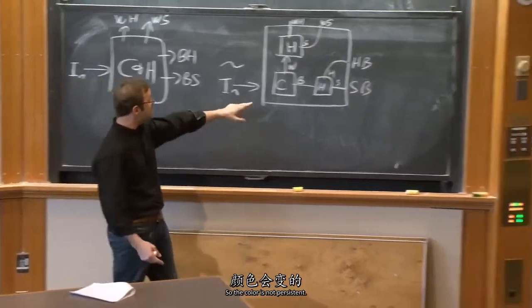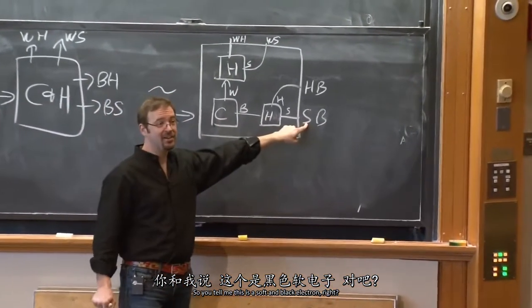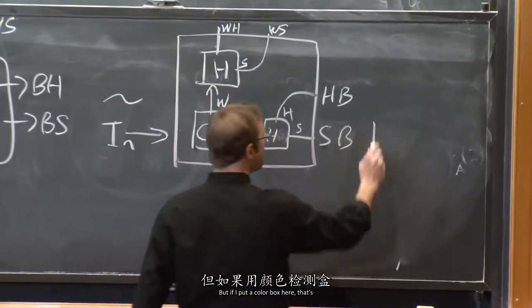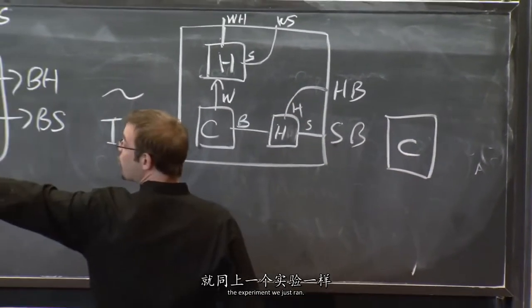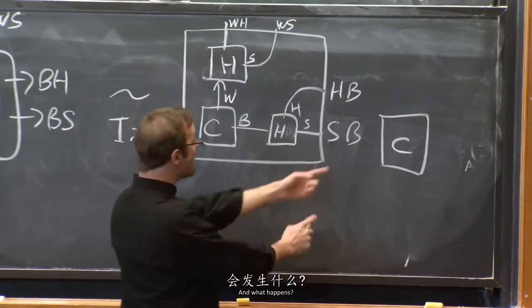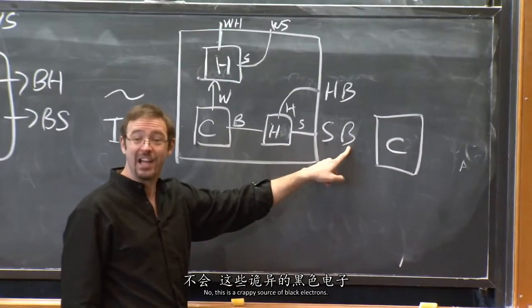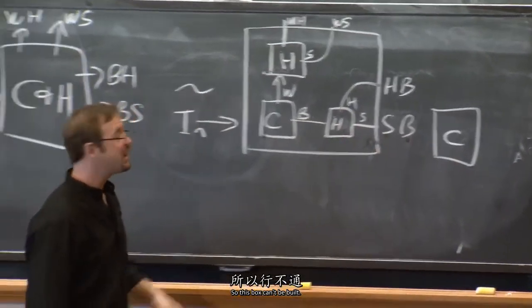Yeah, exactly. So the color is not persistent. So you tell me this is a soft and black electron, right? That's what you told me. Here's the box. But if I put a color box here, that's the experiment we just ran. And what happens? Does this come out black? No, this is a crappy source of black electrons. It's 50-50 black and white. So this box can't be built.